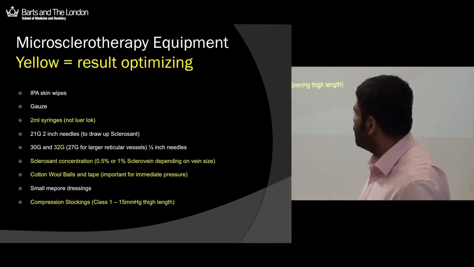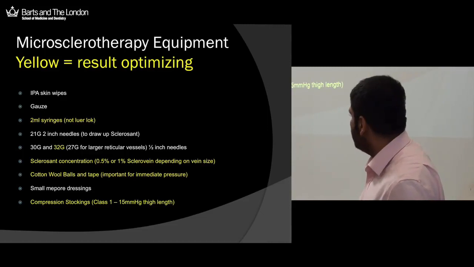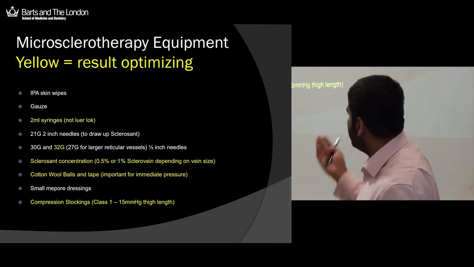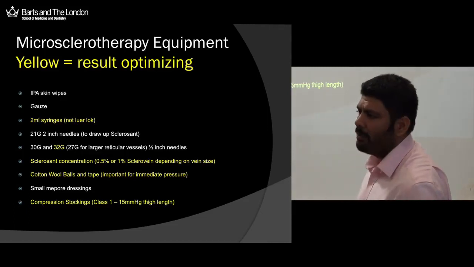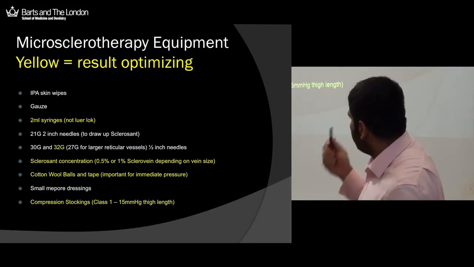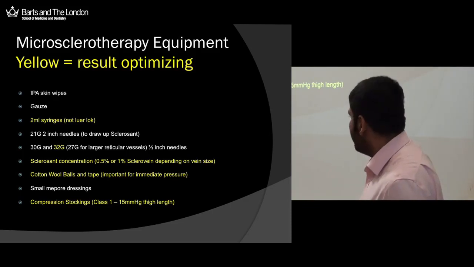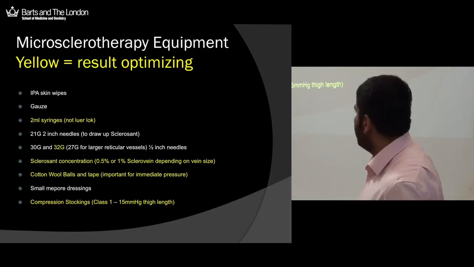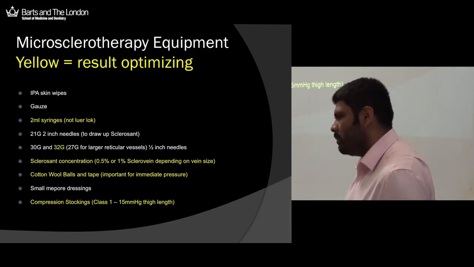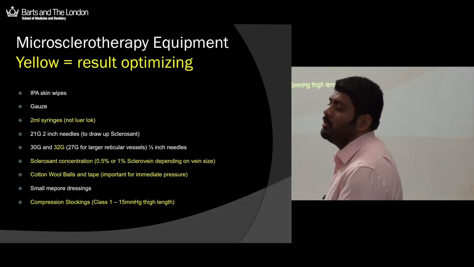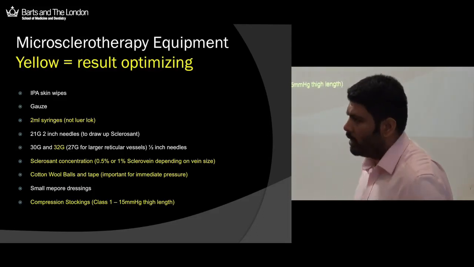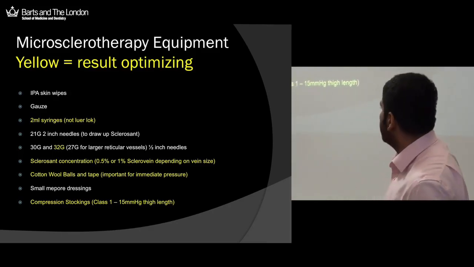Now, with veins of probably up to 1 millimeter in width, you can very easily get away with a 0.5% polydocanol. 1% is more useful when you're injecting larger feeder vessels or reticular vessels that are feeding these webs, and that is when you would probably use the 1%, and you would use it with aspiration as well, to make sure you have nice placement of the needle tip in the vessel.